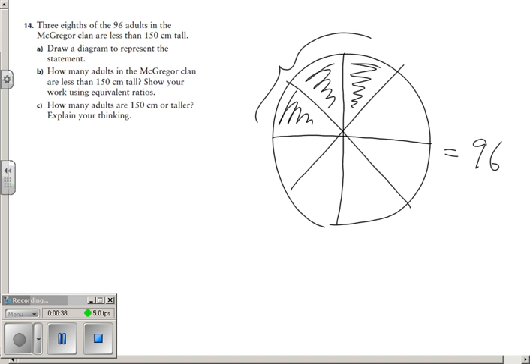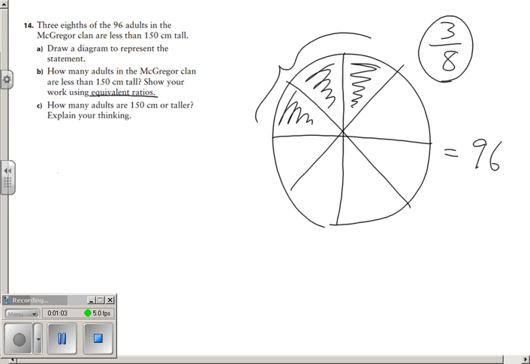How many adults in the McGregor clan are less than 150 centimeters tall? Show your work using equivalent ratios. All right. Well, is there a ratio there to begin with? If I think of 3/8, that's just a fraction because it said 3/8 of the 96 adults in the McGregor clan are less than 150 centimeters tall. 3/8 in and of itself is a ratio. It's a part to whole ratio.